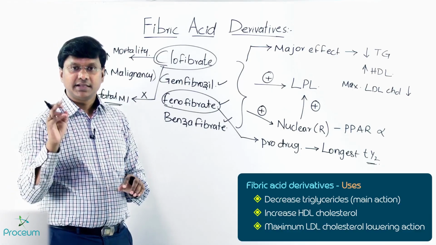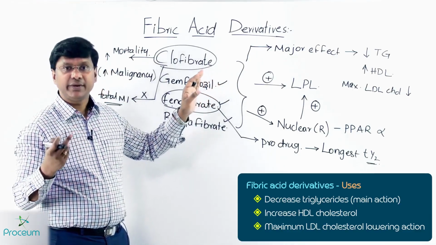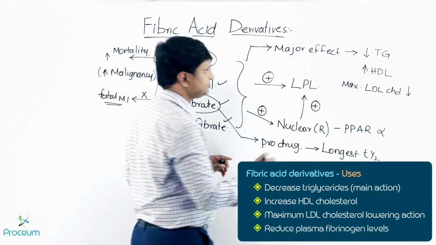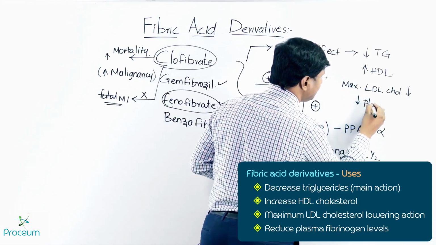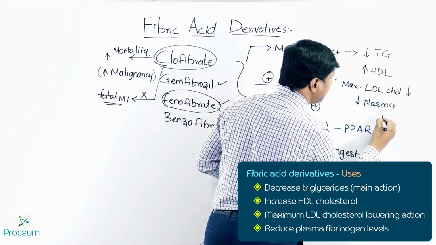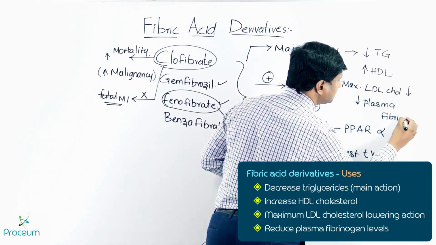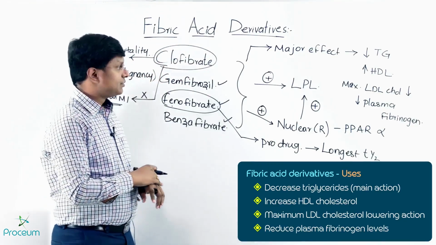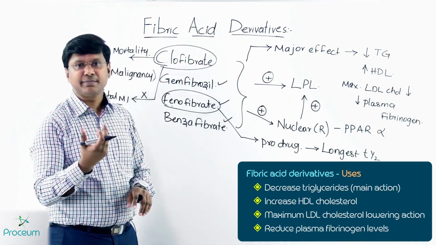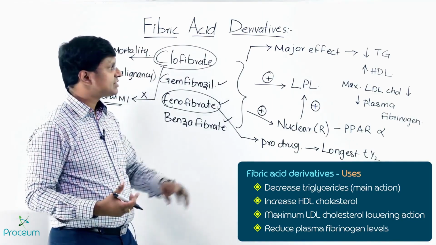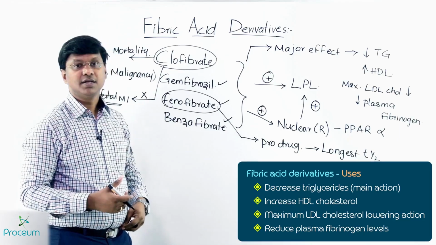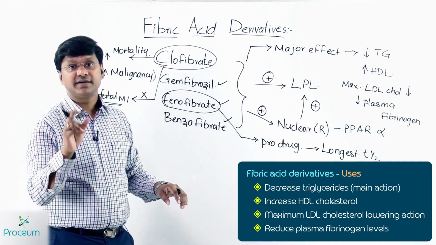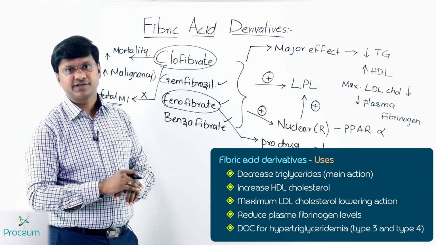Next, the other point about the fibrates is that they will also reduce plasma fibrinogen levels. Is that clear? Now, what is their major effect? The major effect is to reduce the triglycerides. Now, because these fibrates reduce the triglycerides, they are the drug of choice for hypertriglyceridemia.